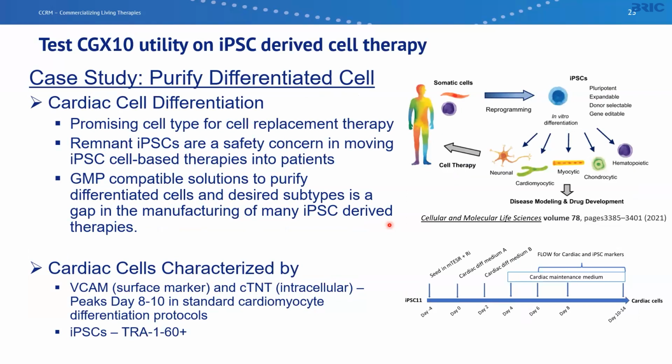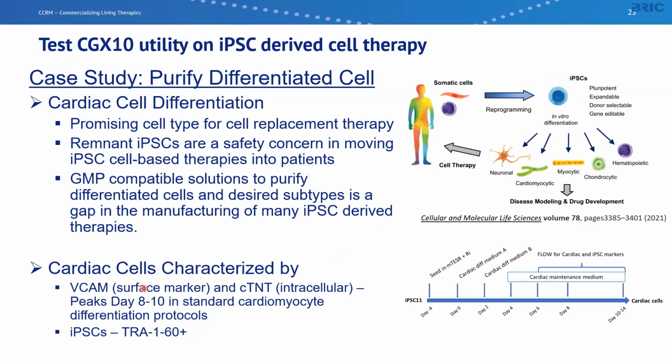In cardiac cell differentiation from iPSC, it is a very promising cell type for cell replacement therapy, but the remaining iPSCs are a safety concern, as they may be generating cancers or neoplasma in the future. GMP compatible solutions currently do not exist to purify the differentiated cells and subtypes in the manufacturing of iPSC-derived therapies. So here we took the cardiac cell differentiation, from iPSC to cardiomyocytes differentiation as an example.